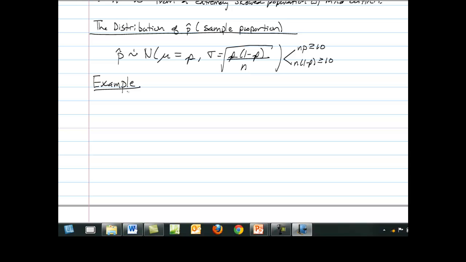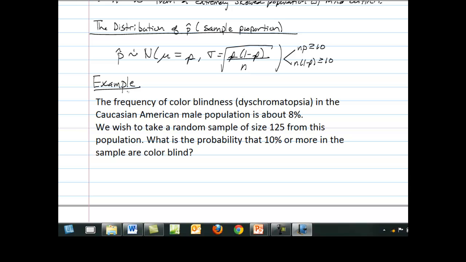So let's look at an example to finish off this discussion on sampling distributions. The frequency of color blindness in the Caucasian American male population is about 8%. So this 8% is the probability of being colorblind.